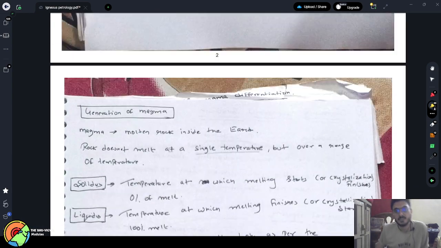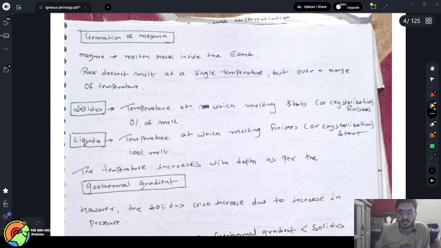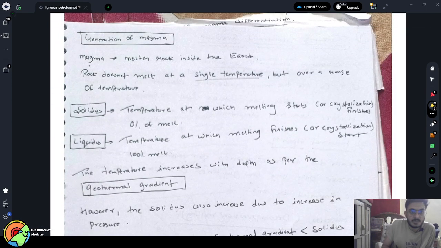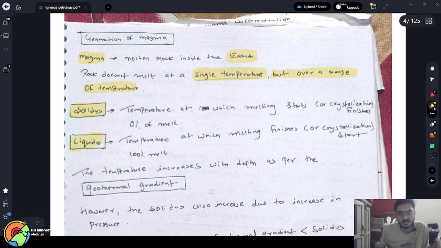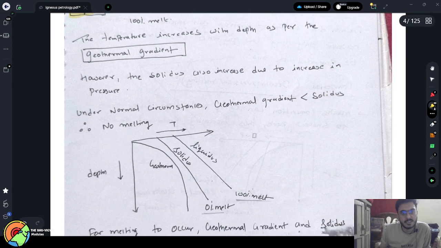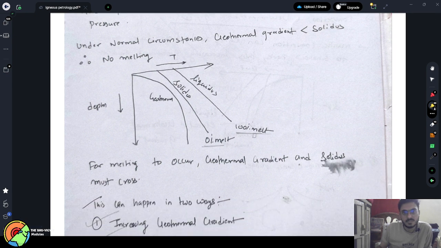All this will come in detail in the next pages. Now, generation of magma. What is magma? It is molten rock inside the earth. Rock does not melt at a single temperature, this I have already told, but over a range of temperature. Solidus we have seen, liquidus also we have seen, geothermal gradient also we have seen. Now this curve is important here.